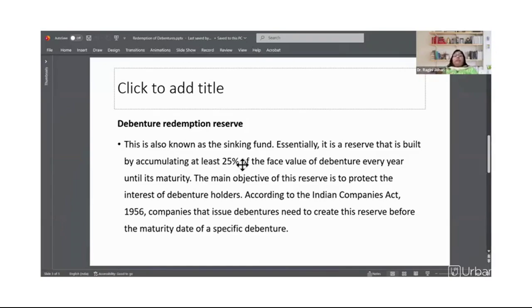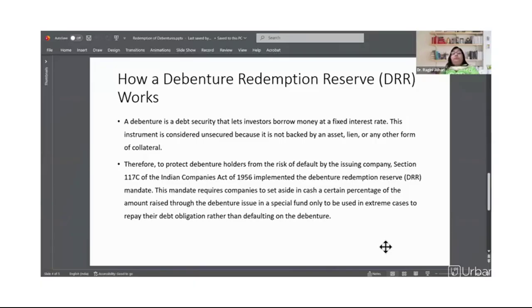Essentially, this is the reserve that is built by accumulating at least 25% of the face value of debenture every year until its maturity. Main objective is to protect the interest of debenture holders. So, according to the Indian Companies Act 1956, which continues even in 2013 also, companies that issue debentures need to create this reserve before the maturity date of a specific debenture. Okay. Now, how does this debenture redemption reserve work?